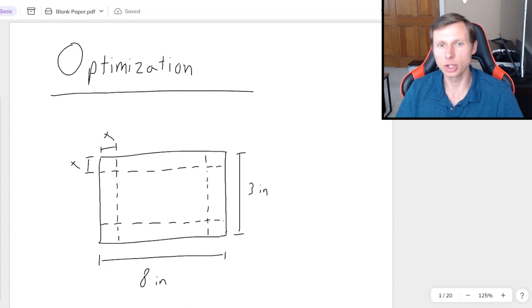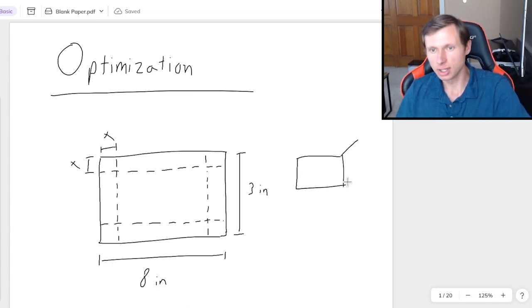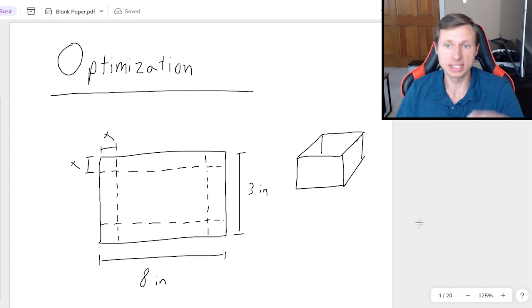In today's video, we're doing a very famous optimization problem in Calc 1. It's the problem where you have this box, or really a piece of cardboard, and you are going to cut off X inches on each of the four corners, and then you are going to fold up the sides of the cardboard in order to make it into a box with an open top.